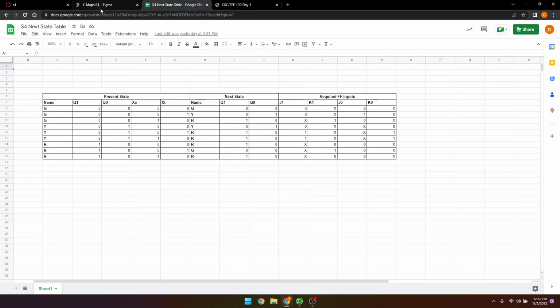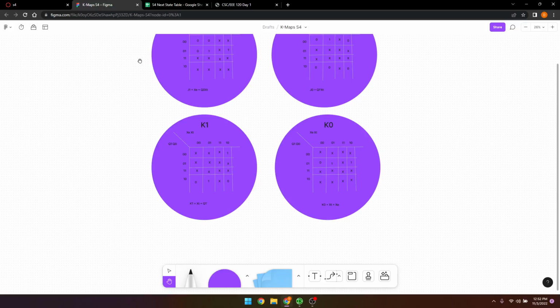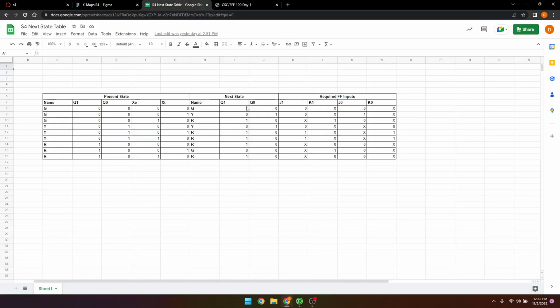We can do that after we make the next state table. In this next state table, I'll go over it relatively briefly. This lab is under the assumption that you know how to make a next state table. Basically, we have green, green, green, yellow, yellow, yellow, and red, red, red. That's because each state has 3 possible input combinations. And like we said, we don't care about 1, 1, so we don't even have to put it in the table.